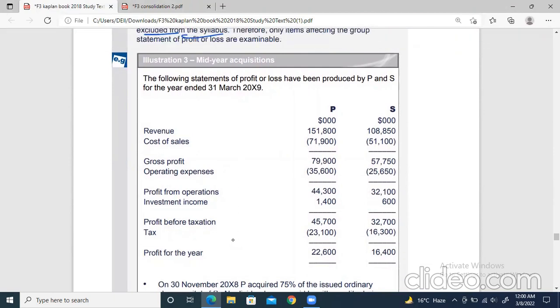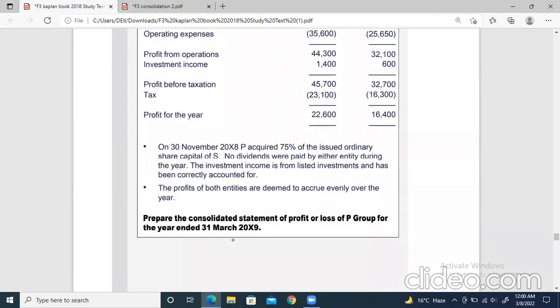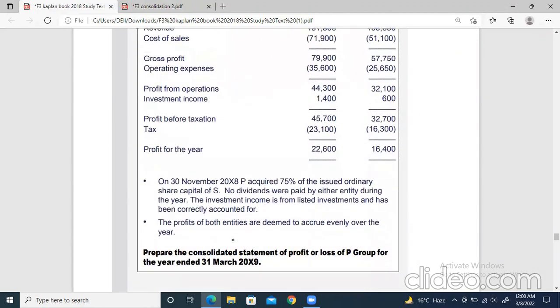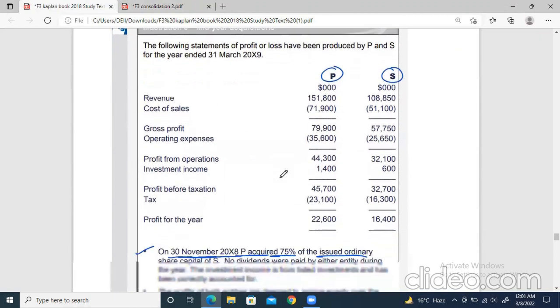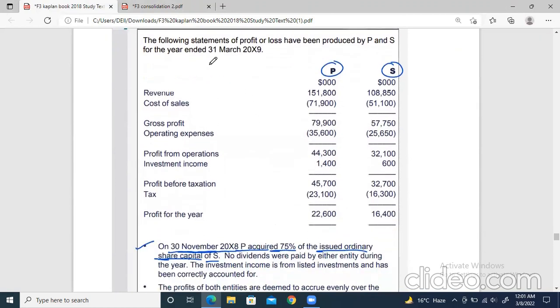Now this is again the parent and this is the subsidiary, right? Now this is a pure question. This is just for understanding purpose, but this is more than enough for understanding the mid-year acquisition concept. Now this is the main thing over here. Let's read this point. On 30th November 2018, parent acquired 75% of the ordinary share capital of S company. At what date is it purchasing? 30th November 2018.